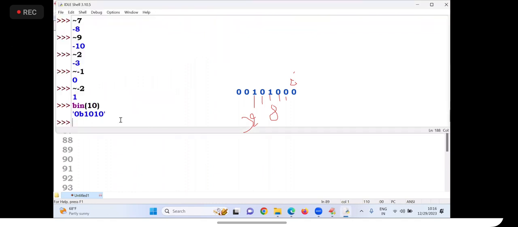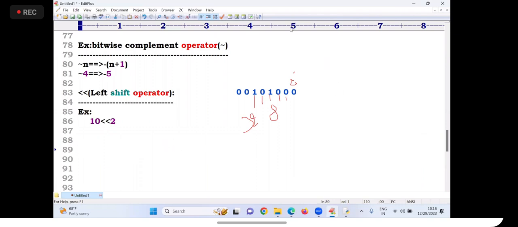Check it. 10 left shift 2, what is the output? 40. But it is not required, no one will ask this one. 40, that is called left shift. However many bits I give, you move to the left side and the right side is replaced with zeros. Then the output is 40.